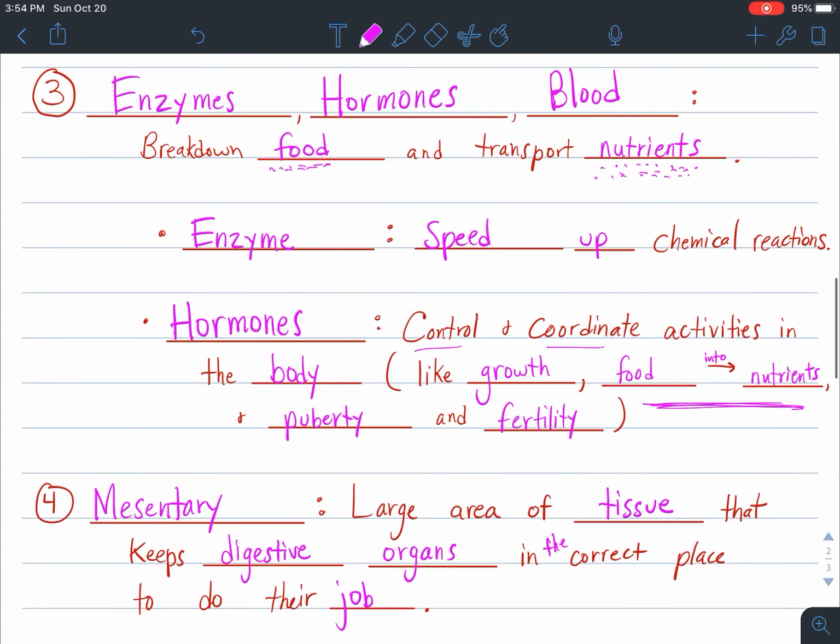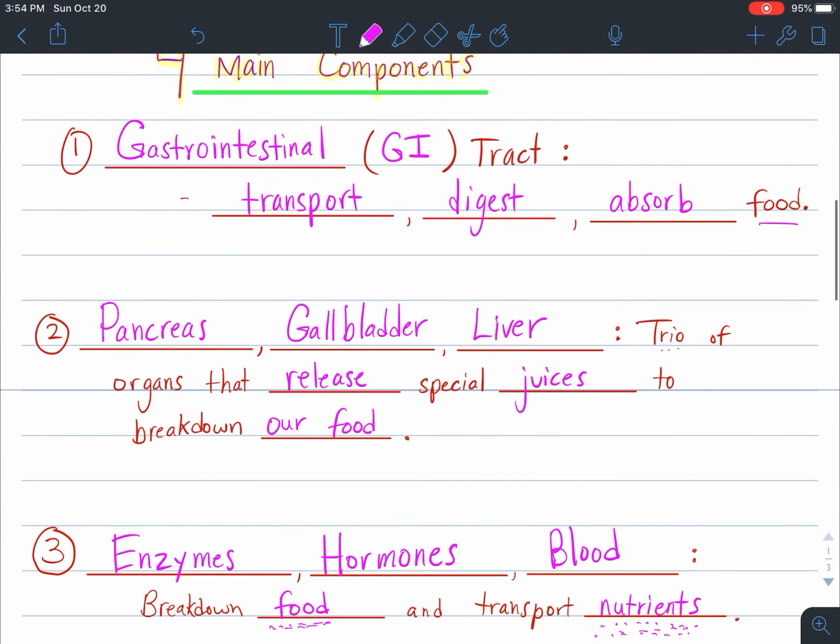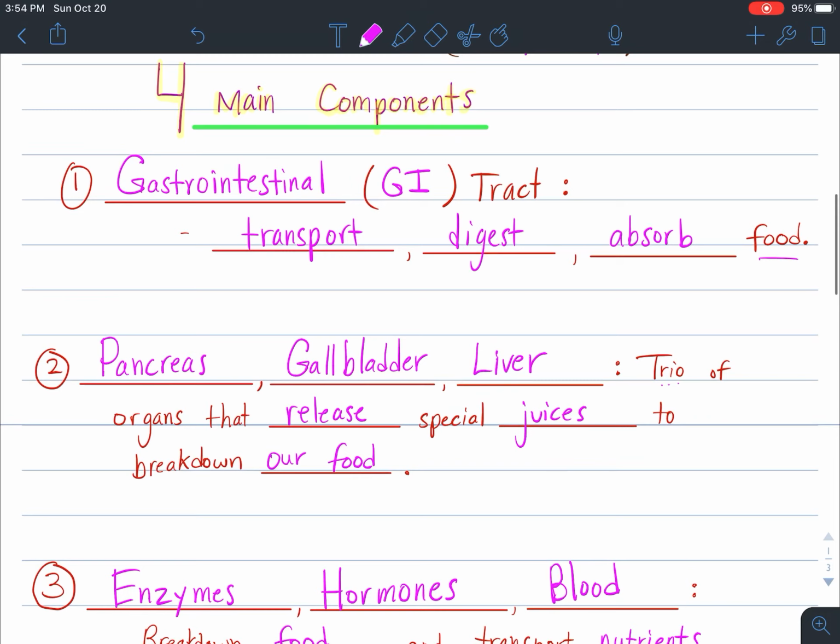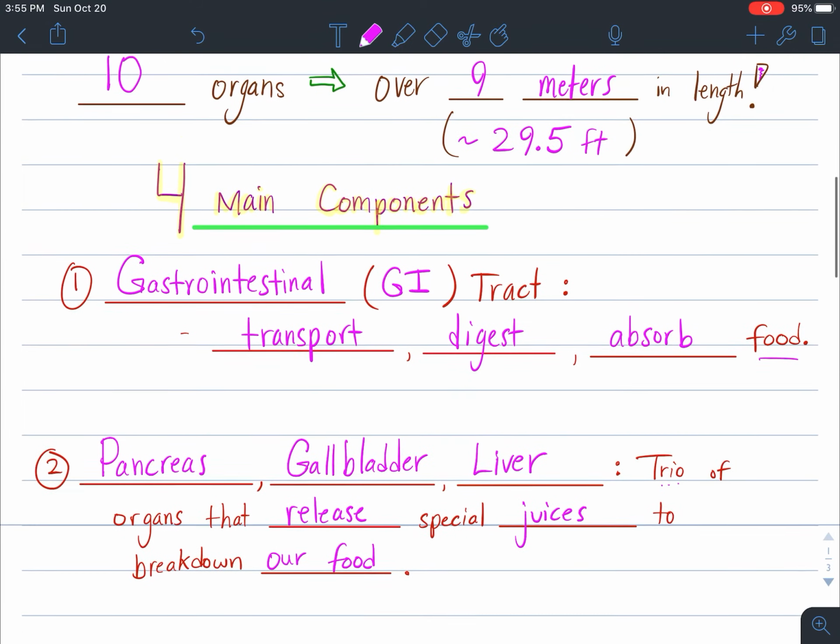Well, now you know. In order to digest our food, it's more than just our gastrointestinal tract. There's other things that have to work together. That is why it's a system, because multiple things are working together so that we can digest our food.